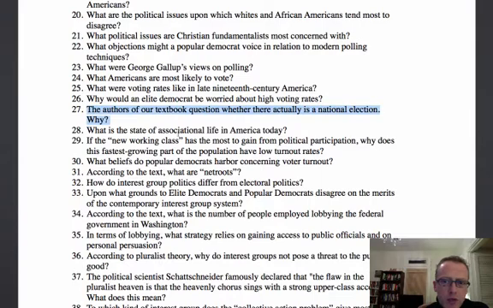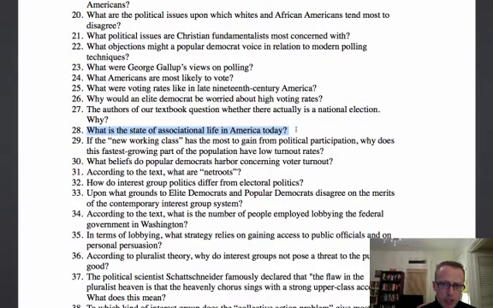The authors of our textbook question whether there is actually such a thing as a national election. Why would that be? Well, there's a list of reasons why that might be so, and you should look in the book for them. But to give you a hint, it's to do with the fact that district by district, state by state, there's a lot of divergence in the types of rules that the different districts will use for running their elections.